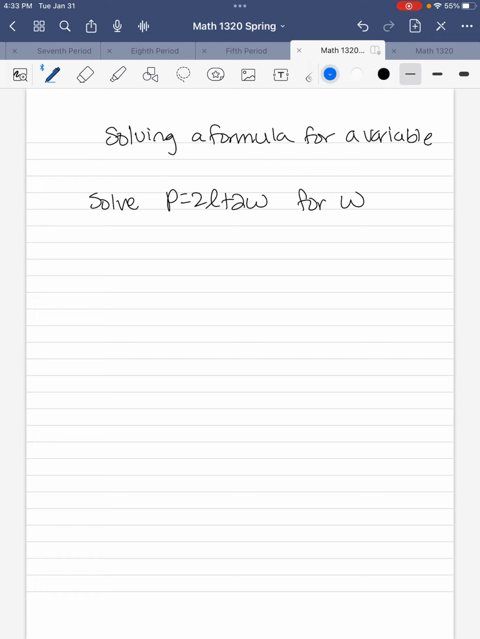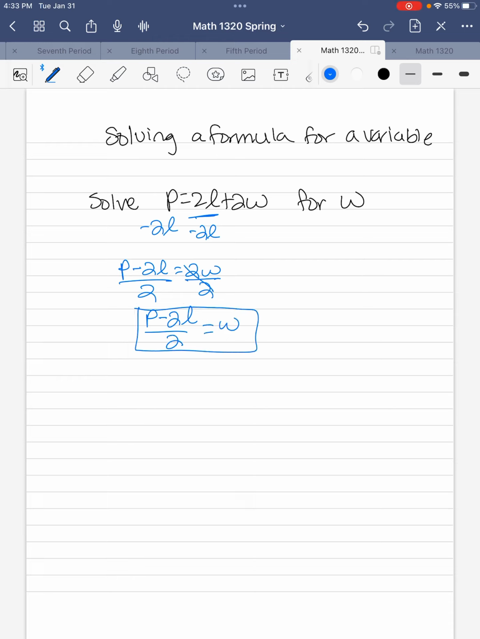So I'm going to take that equation. I want to get W by itself, so I need to move that 2L over. So I'm going to subtract it to move it over. I can't subtract P and 2L, so it just becomes P minus 2L is equal to 2W. And then we just need to divide by 2. So P minus 2L, divided by 2, is equal to W. And now our equation is solved for W. And that is basically it.